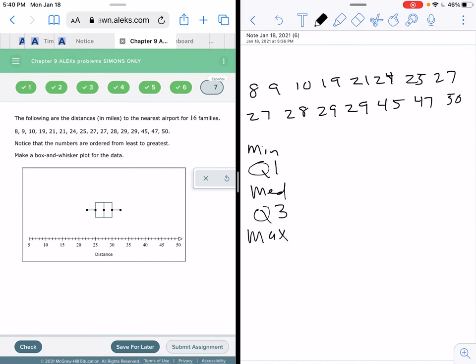And for this, we don't really need to know our interquartile range because I'm pretty sure that it doesn't ask us about that. So your minimum is just your smallest value. So your smallest value is 8. And then your maximum is going to be 50. So those are pretty straightforward. So 8 and 50. Now let's find our median.